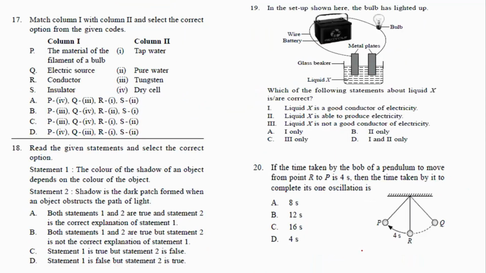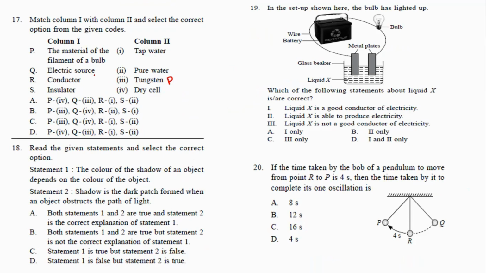Coming to question number 17. Match column 1 and column 2 and select the correct option from the given options. So here we have some matching, right? So the material of the filament of a bulb. What is the material that we use for the filament of the bulb? We use tungsten. So 3 will be P.